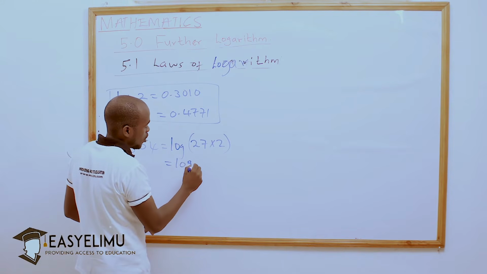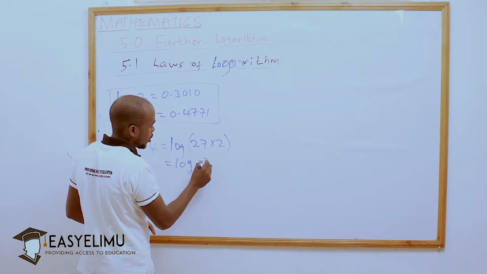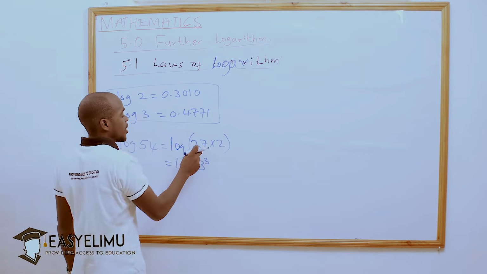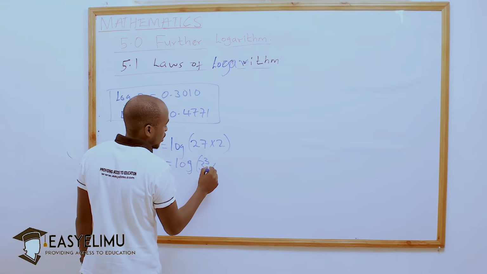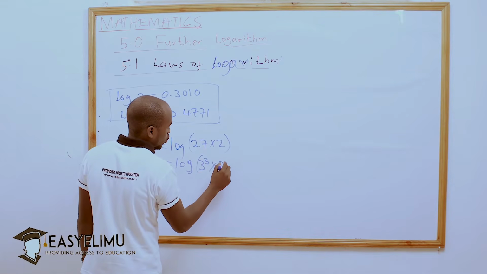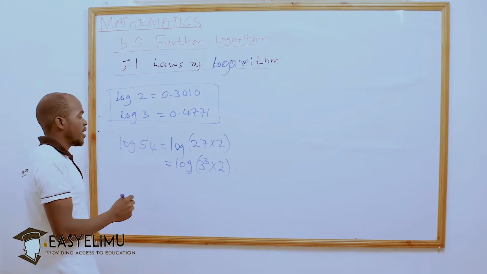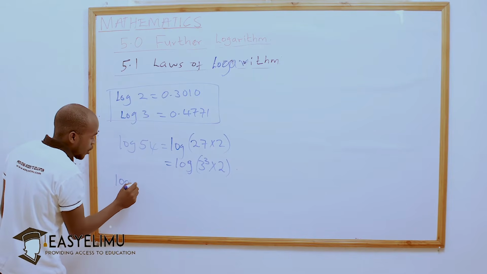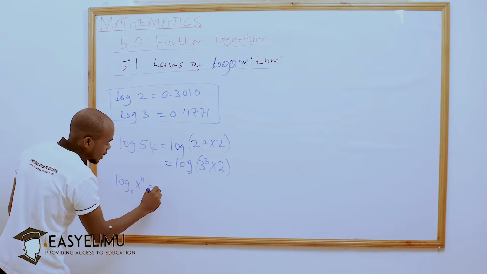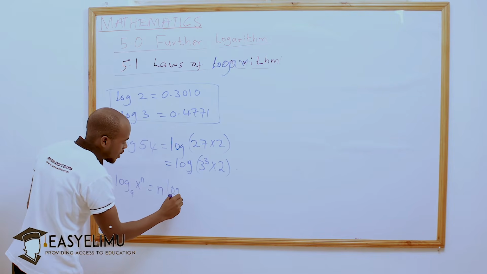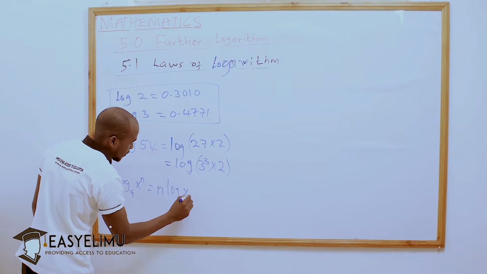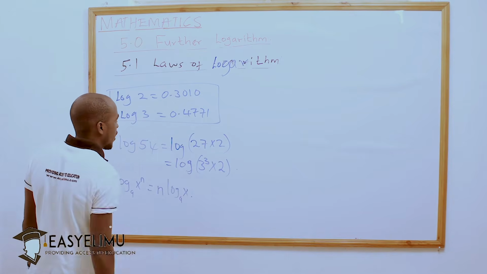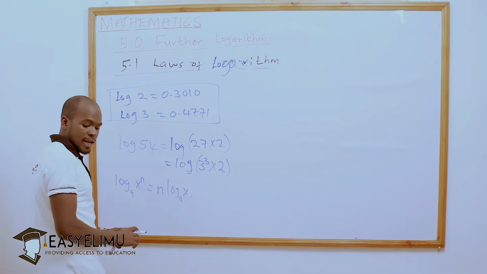But this 27 can still be made into multiples. It will be 3 cubed actually, because 3 squared is 9, and 9 by 3 gives you 27, so that is 3 cubed multiplied by 2. But remember we said, log to the base of a of x raised to n is the same as writing n log to that base of x. So that is what we are going to have, and this shall be simplified further, or we just leave it as it is.